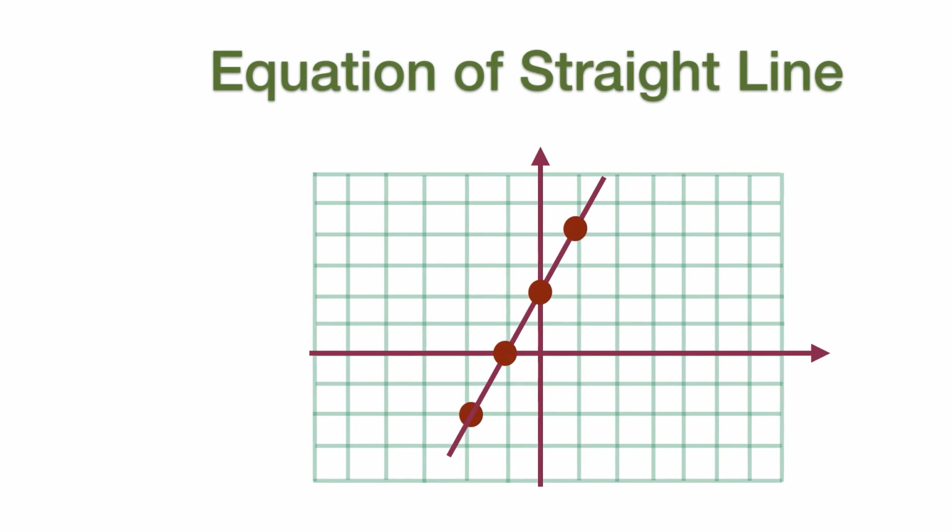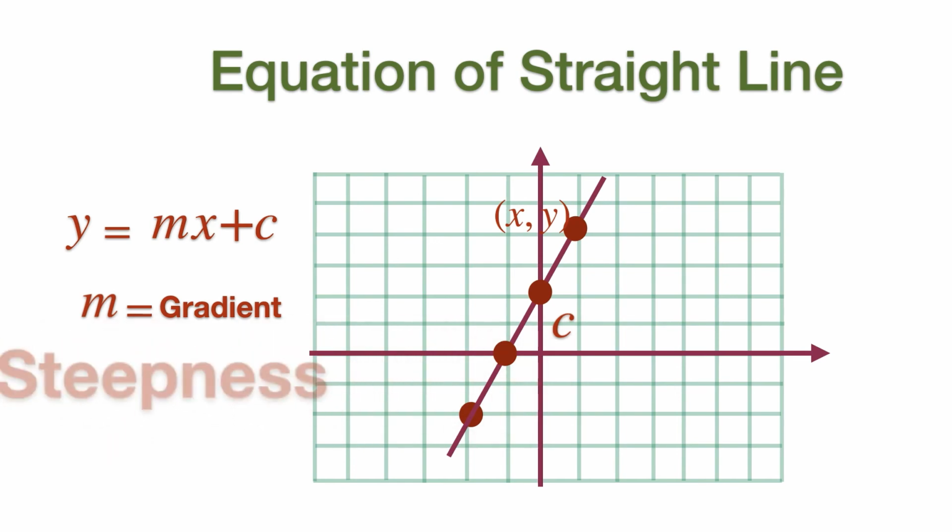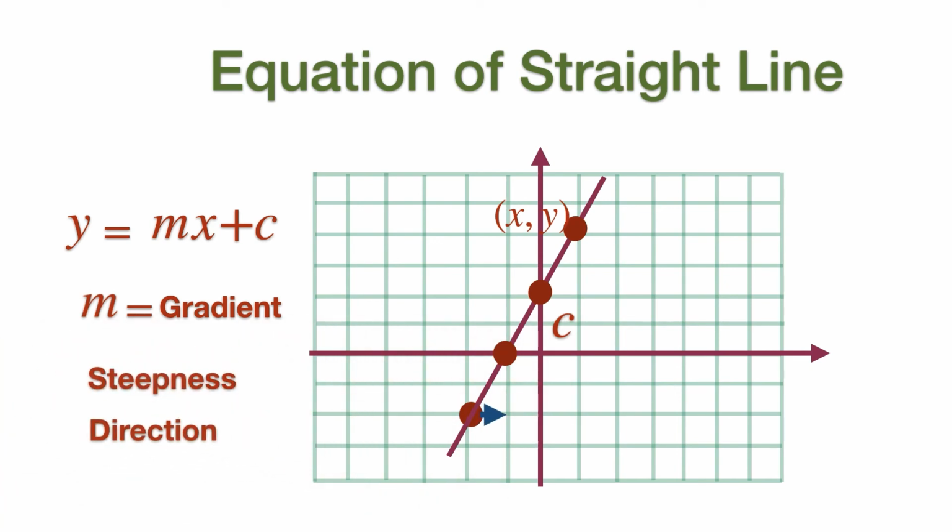Any straight line equation has the form y equals mx plus c, where m denotes the gradient of the line, c denotes the place where the graph crosses the y-axis, also known as the y-intercept, and x and y are the general points on the line. The gradient is an important aspect of the straight line equation, as it tells us about the steepness and the direction of the slanting line. A line connecting any 2 points of the same straight line has the same gradient throughout.